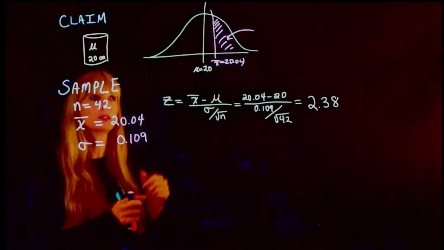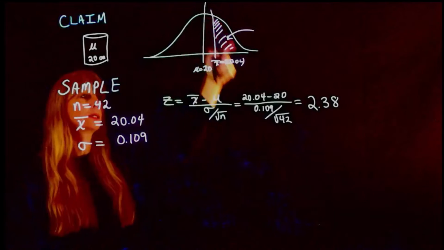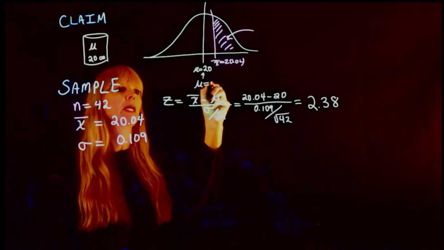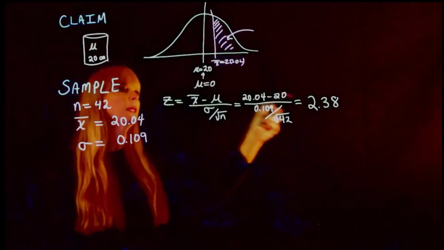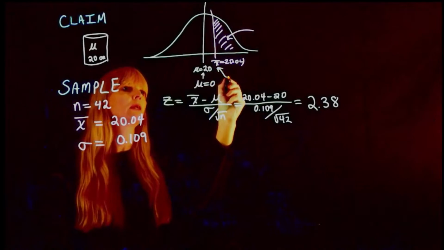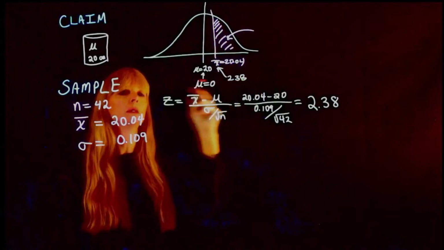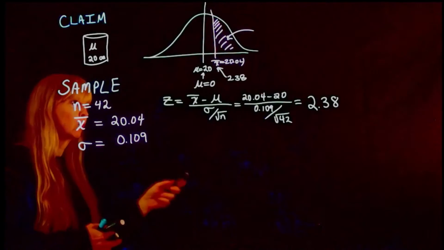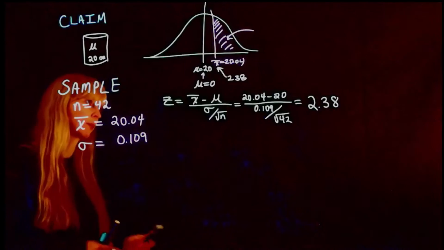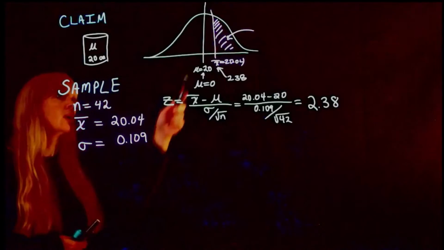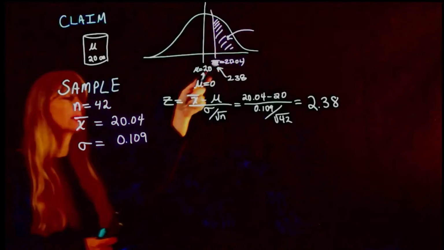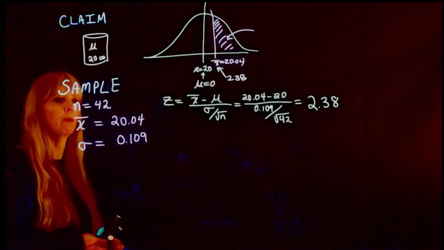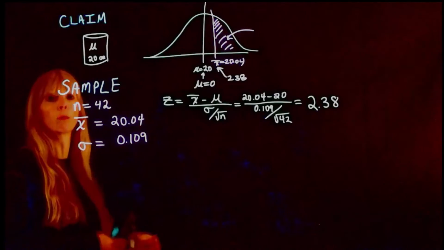So what happens when we standardize the normal distribution? Standardization makes the mean 0, and this says how many standard deviations we are above the mean, because it's positive, so it's above the mean. So what does this, besides being the number of standard deviations, I want to know what this probability is that I would get a sample of a can that has 20.04 ounces or more.